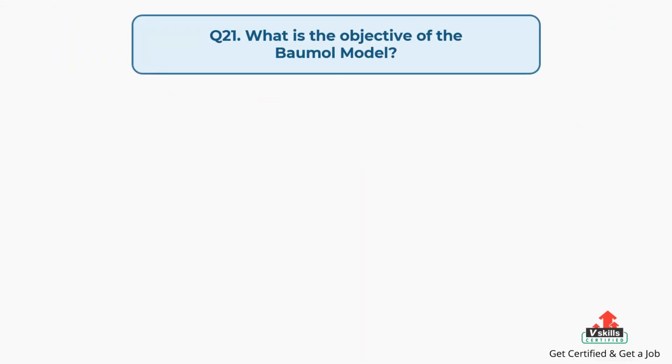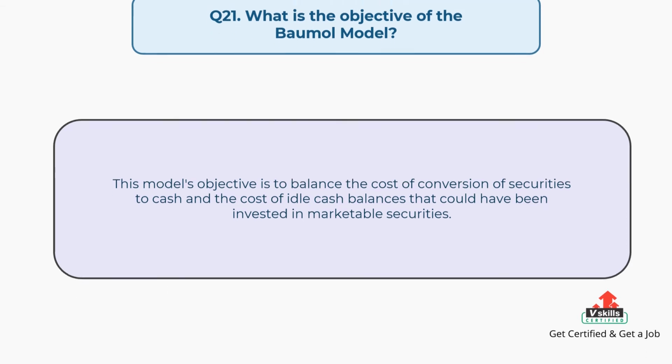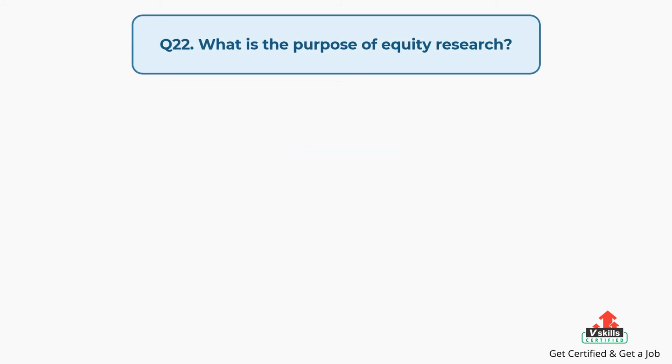Question number 21, what is the objective of the Baumol Model? The answer is, this model's objective is to balance the cost of conversion of securities to cash and the cost of idle cash balances that could have been invested in marketable securities. Question number 22, what is the purpose of equity research?